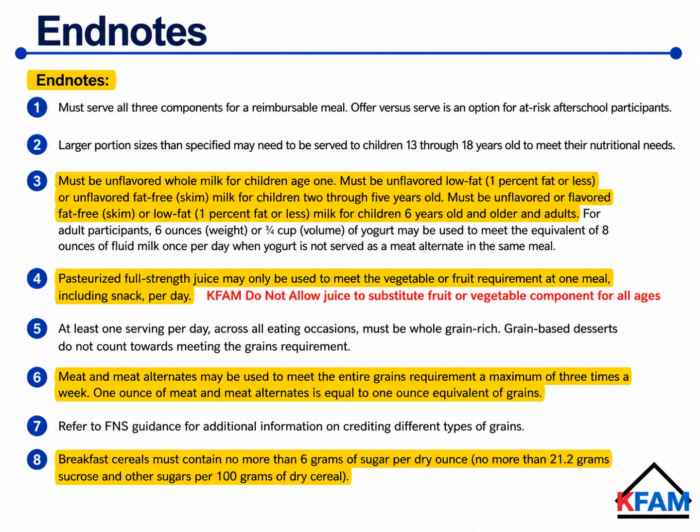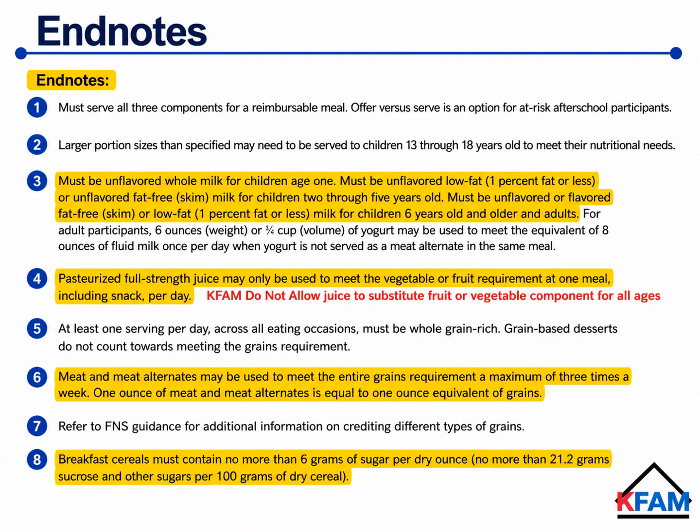Children ages 2 through 5 must be served unflavored low-fat 1% or fat-free milk. Children 6 years and older may be served unflavored low-fat 1% or fat-free milk. Number 4. Pasteurized full-strength juice may only be used to meet the vegetable or fruit requirement at 1 meal, including snack, per day. KFAM does not allow juice to substitute for fruit or vegetable components for all ages.